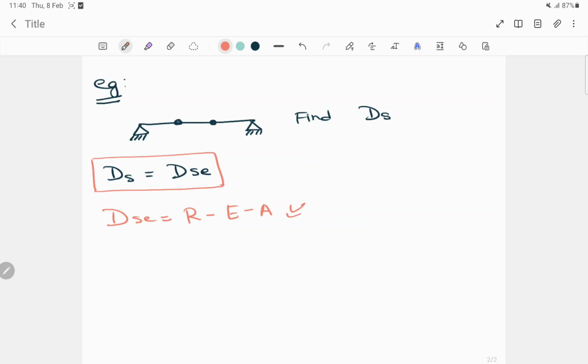Now r is equal to number of unknown reactions. So here both ends are hinge support, right?